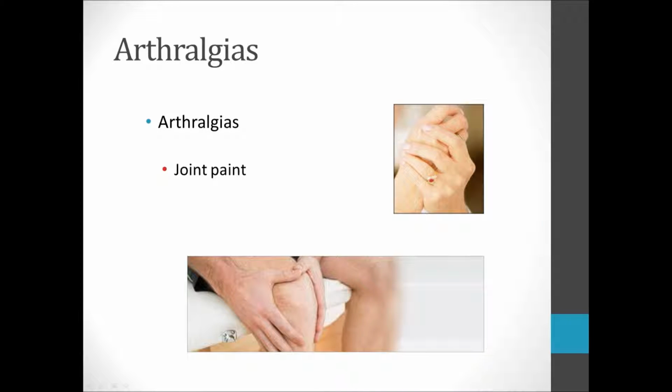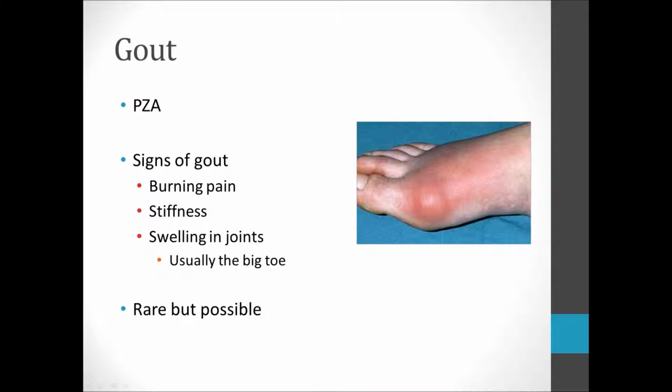Arthralgias is joint pain. Never ask the patient if they are experiencing arthralgias. Ask them instead if they have any pain in the joints, and point to your joints. Gout is associated with PZA and is rare but possible. Signs of gout include burning pain, stiffness, and swelling in joints, most commonly associated with the big toe.